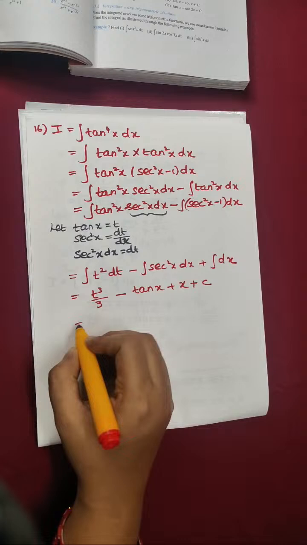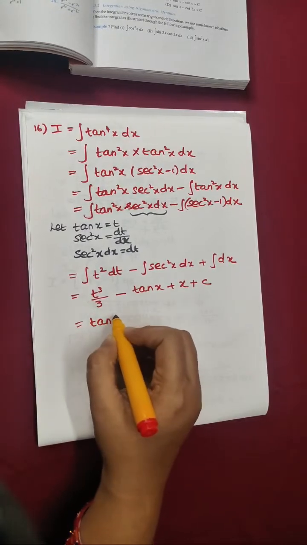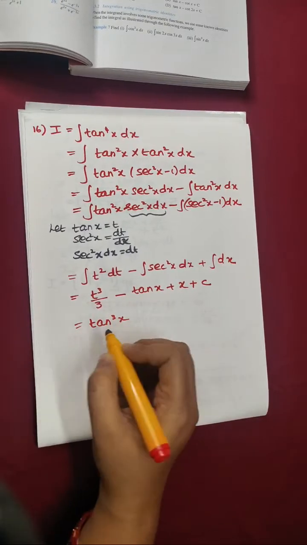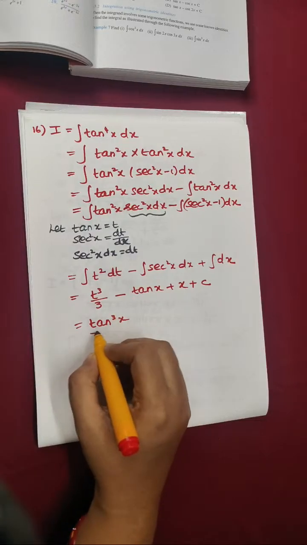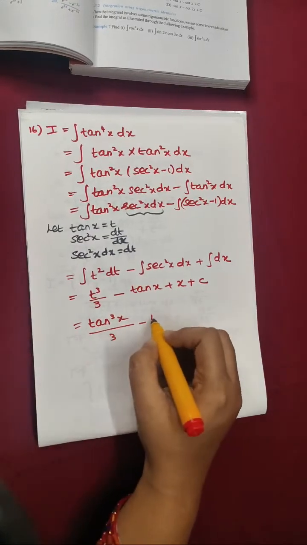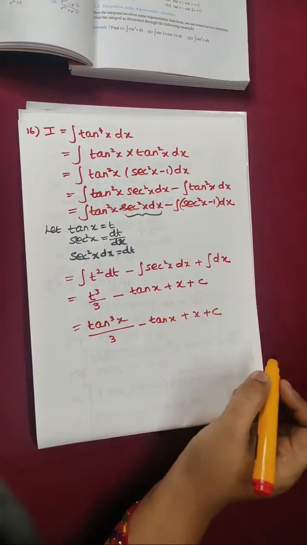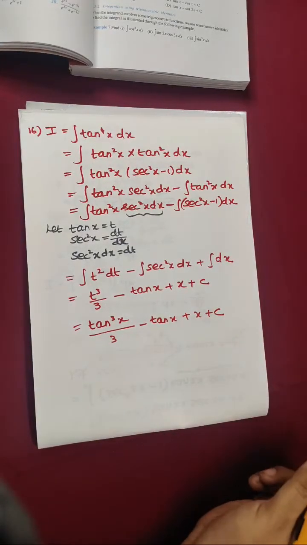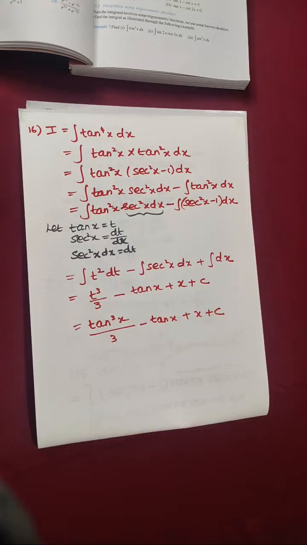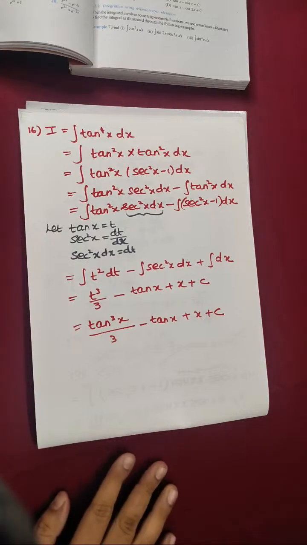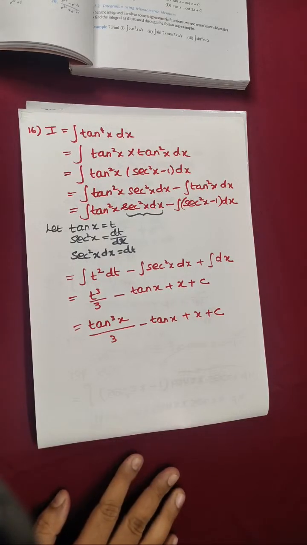Replace t in terms of x, so that will be tan x the whole cube or tan cube x, both mean the same. So tan cube x by 3 minus tan x plus c. This is the final answer. Any doubt in this? Any doubt? Can we move on to the next question?